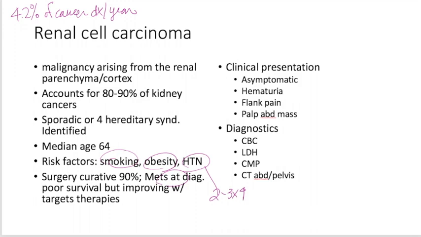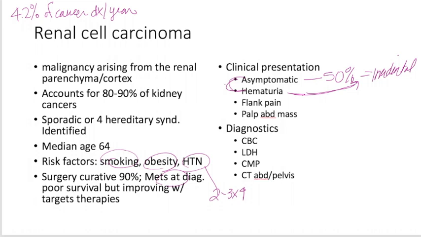So these patients are going to present with hematuria. They are often asymptomatic. They may have flank pain or a palpable abdominal mass, but more than 50% are going to present with an asymptomatic presentation. So it was an incidental finding, but it still could be quite problematic, and we have to work it up. So these are the 2 main ways that you're going to have your clinical presentation.